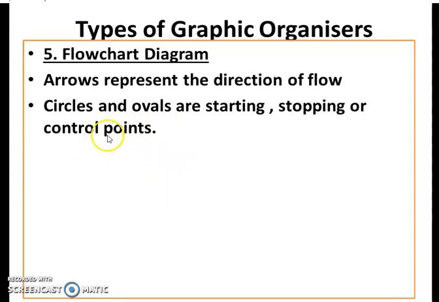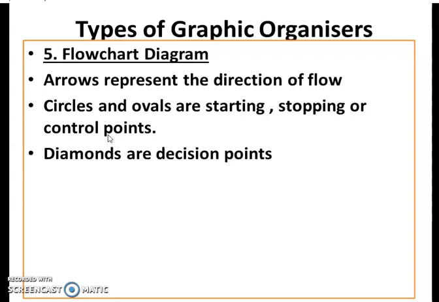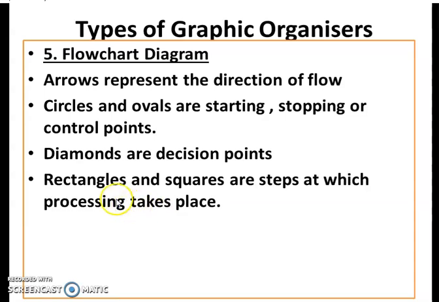Circles and ovals are starting, stopping, or control points. If you start a new topic, you make use of a circle. If you want to stop a topic, you make use of a circle. Or if you want to mention any control point, you use a circle or an oval. Diamonds are decision points, wherein a decision point in a concept could be represented. Rectangles and squares are steps at which a process takes place.